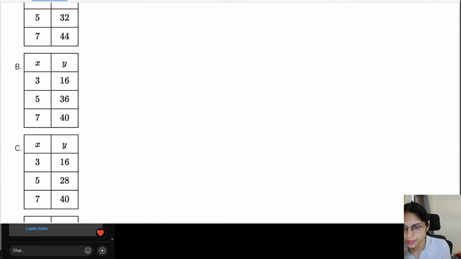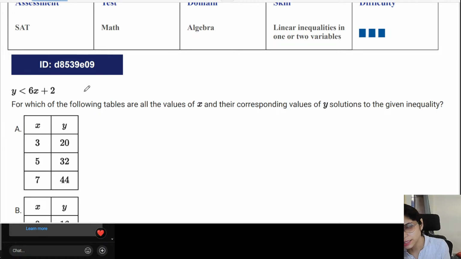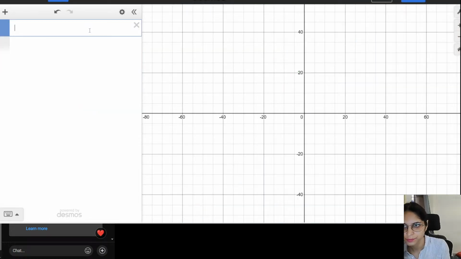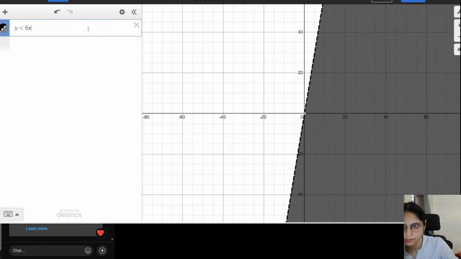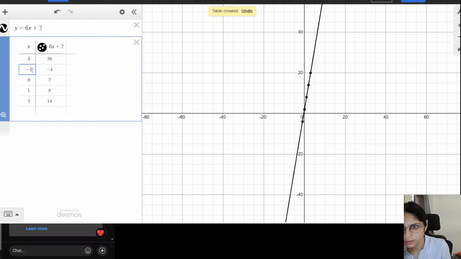So you have 3, 5, 7 in all the options, and it is y is less than 6x plus 2. Now there is a trick that I'll tell you. You just do equal to, and here you get the table, and just write 3, 5, 7, because in all the options you have 3, 5, 7. And now y is less than. So y should be less than this value: 20, 32, 44.